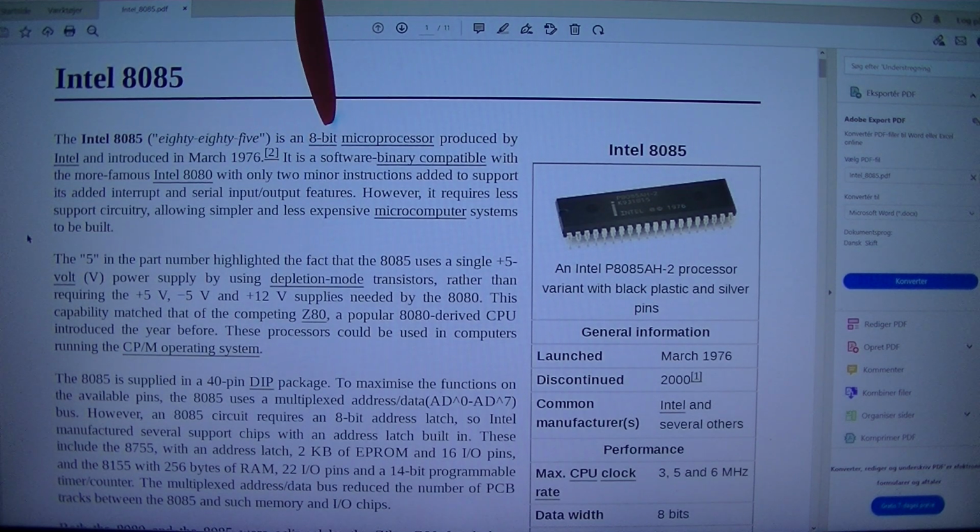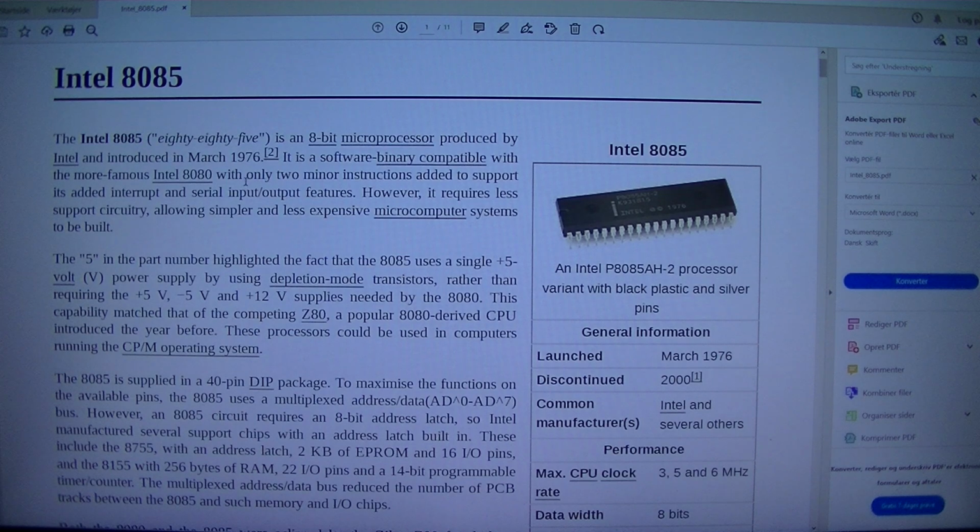The Intel 8085 is an 8-bit microprocessor produced by Intel and introduced in March 1976. It is software binary compatible with the more famous Intel 8080, with only 2 minor instructions added to support its added interrupt and serial input/output features. However, it requires less support circuitry, allowing simpler and less expensive microcomputer systems to be built.